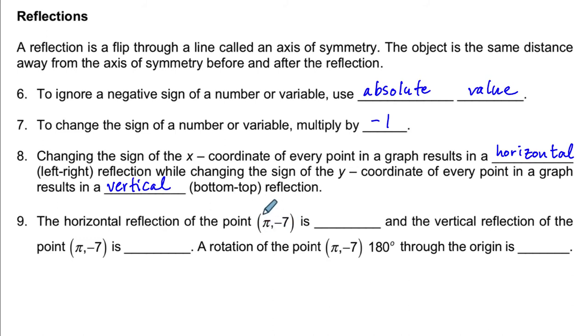So if we perform a horizontal reflection on the point pi, -7, we will change the sign of the x-coordinate, resulting in the new point -pi, -7. Similarly, a vertical reflection will change the sign of the y-coordinate, which gives us the new point pi, 7. And a rotation of a point is actually both a horizontal and a vertical reflection, which means we change the sign of both the x and the y coordinates.